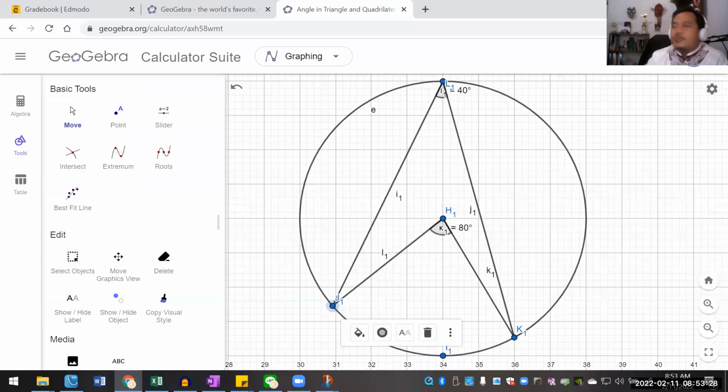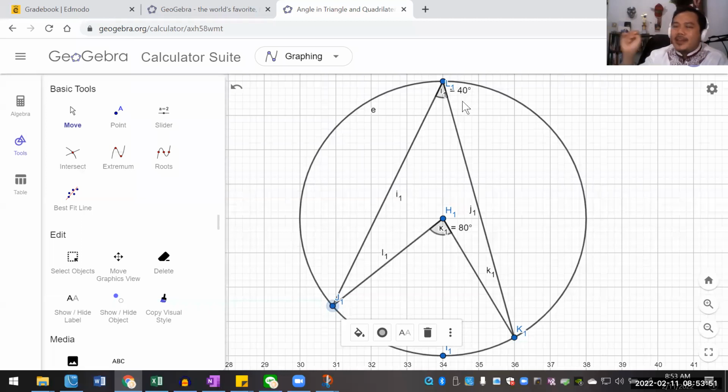Okay, this is the second one. Previously, we have 60 and 30. Now we have 80 and 40. Can you see the angle here? The center angle now is 80, and the inscribed angle is 40 degrees. Okay, that's the second one.